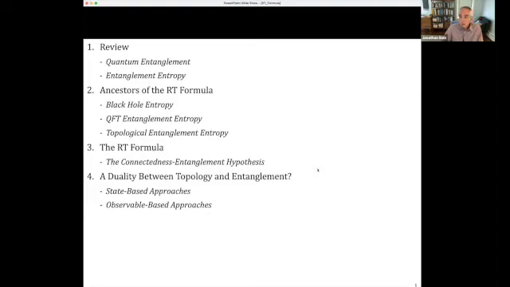And then in the last part of the lecture, I'll step back and consider the question of what it would take to establish a duality. As I understand it, a duality is a one-to-one relation between space-time topology on the one hand and quantum entanglement on the other. And I'll address this question from the point of view of two approaches, a state-based approach and an observable-based approach.